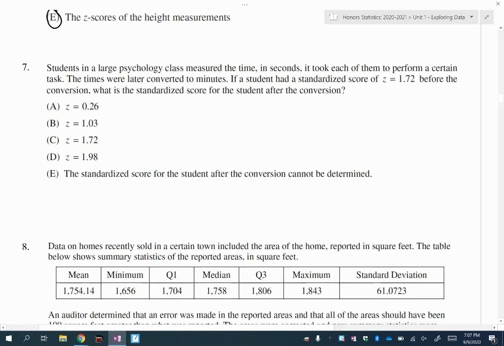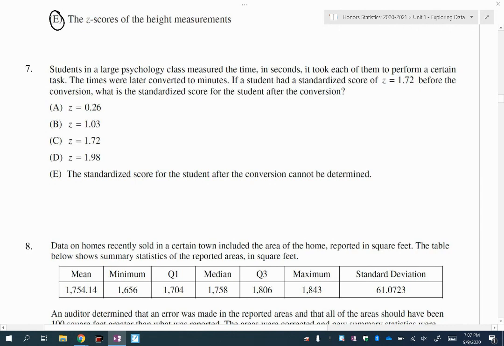Now, in that same vein, in number 7, it says we have students in a large science class measure the time in seconds it took each of them to perform a certain task. The times were later converted from seconds to minutes. If a student had a z-score of 1.72 before the conversion, what is the z-score after they changed the times from seconds to minutes? So in that same idea of what I just talked about in number 6, right? If you convert your data values, all right, it's not going to change your z-score. The z-scores are unchanged. So it's still going to be letter C, the same, 1.72.